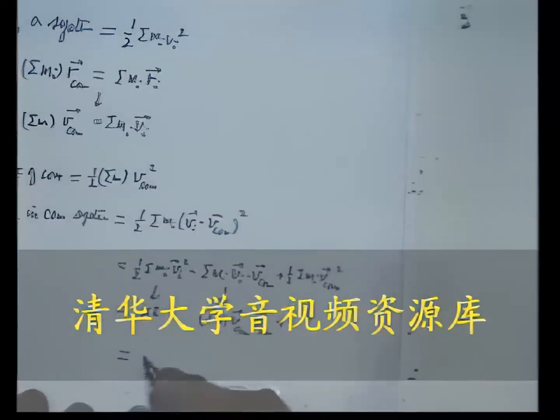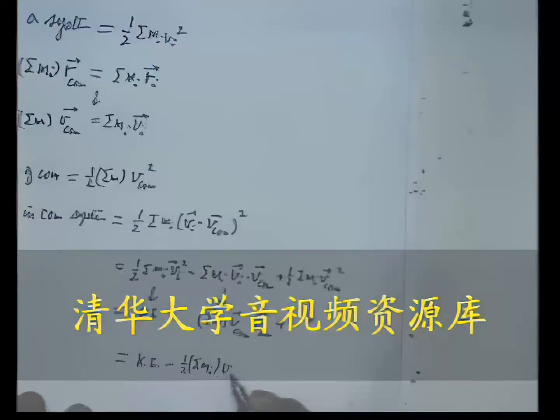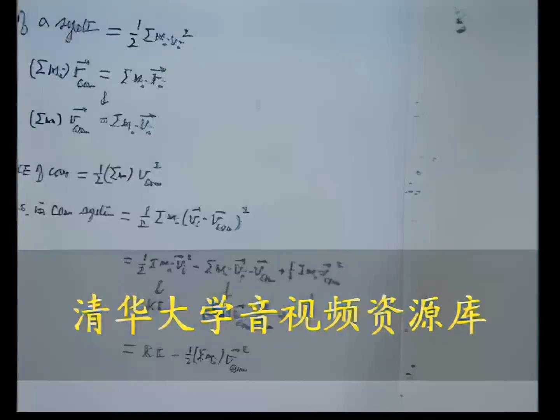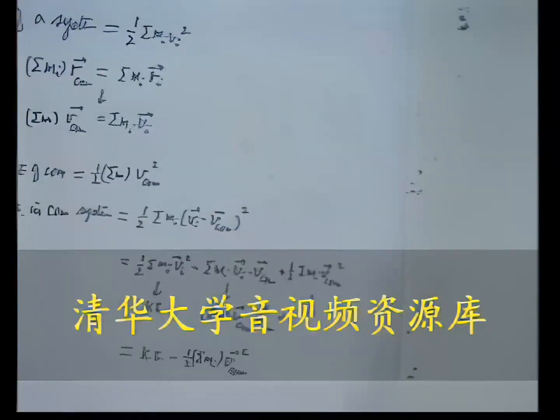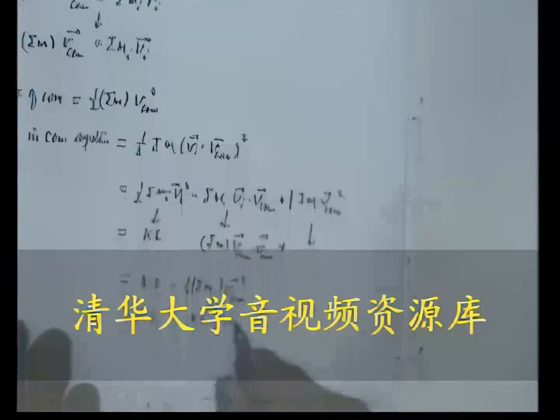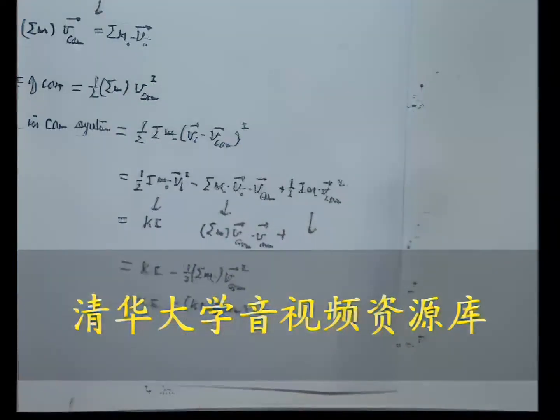So what we get is the kinetic energy minus 1/2 sum of m_i V center of mass squared, which is equal to kinetic energy minus this expression, which is the kinetic energy of center of mass by definition.